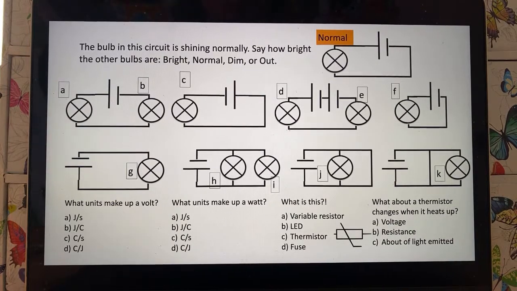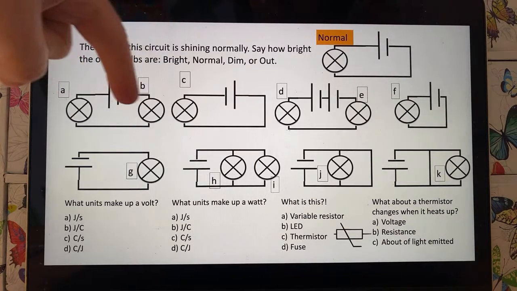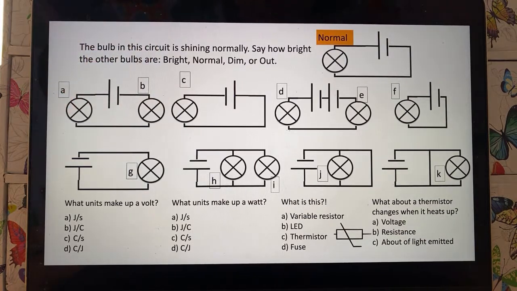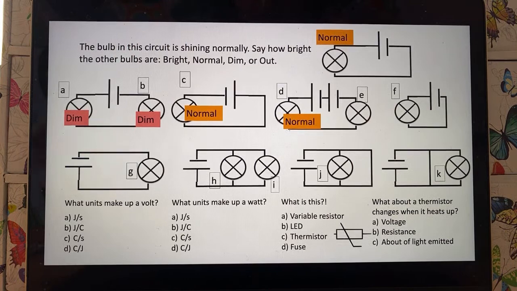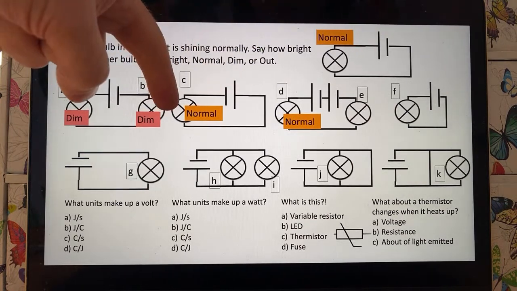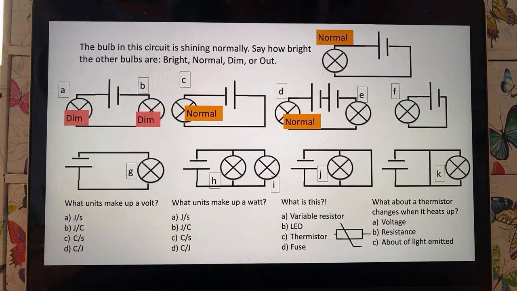All right, let's go through it. And the bulbs A and B, well, if a bulb lights normally when it's got one cell, then if these two bulbs are having to share the voltage from this battery, they are going to be dimmer. And the next one, it's just the same, right? I was hoping that I wouldn't confuse you by just turning the cell round. It doesn't matter which way the cell is, it's not a diode, it's just a bulb.